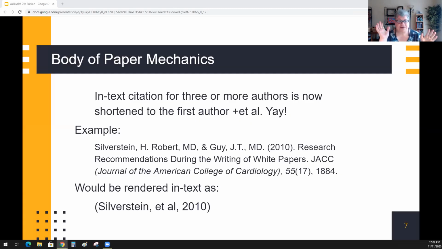Okay, huge change we can all rejoice and be happy about, which is that the in-text citation for 3 or more authors is now shortened to the first author plus et al. That is an enormous change. It used to be that you have to write out all 3, and that would take a huge amount of footage in your paper, where if you were trying to take up space, that's great, but most of the time people aren't trying to take up space in the paper. So that's a wonderful change for us.